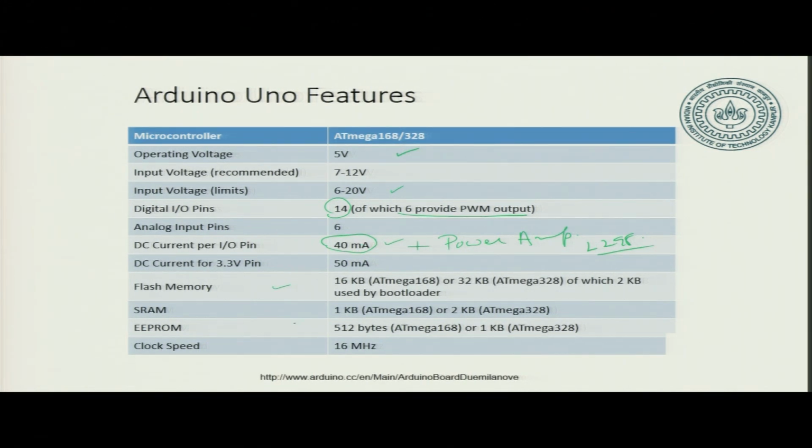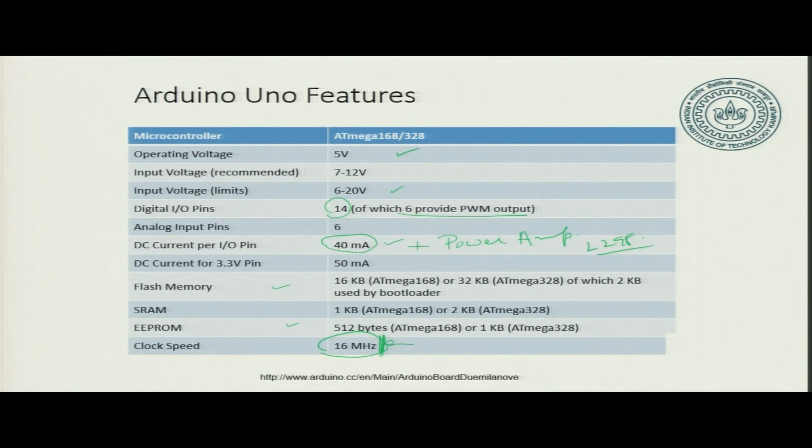Now, it has a flash memory of 16 KB and an EEPROM of 512 bytes, and the clock speed is 16 megahertz. So, 16 megahertz is pretty good these days for controlling a very simple robot, for doing experiments and all that. Earlier, 16 megahertz was the speed of a computer about 2 decades ago. This was the speed of PCs and laptops, but today we have microcontrollers which can give you that speed at a cost of say 600 or 700 rupees. This is one of the reasons why microcontrollers are so popular with students, in industries, in applications.